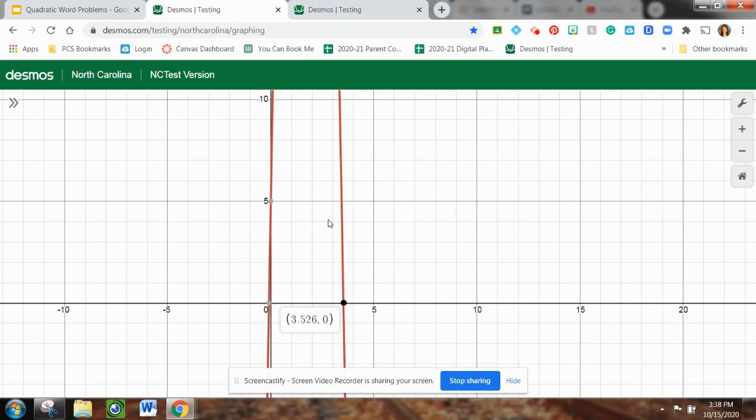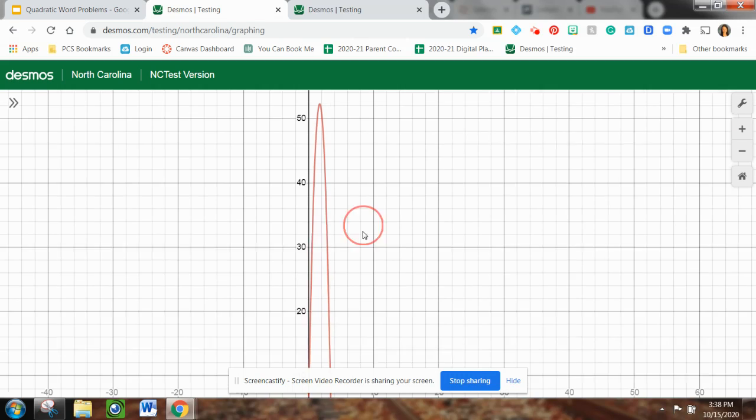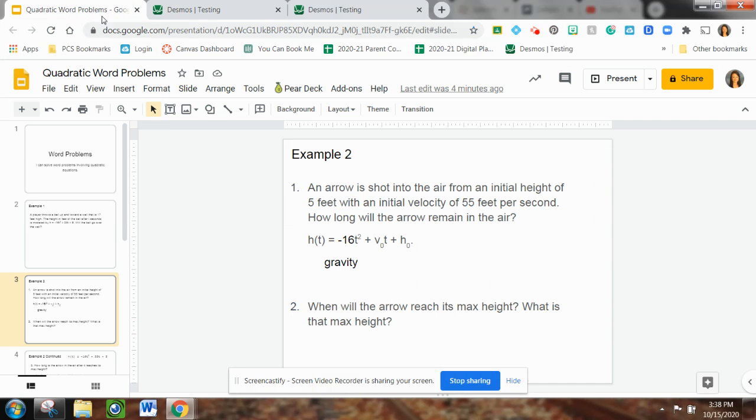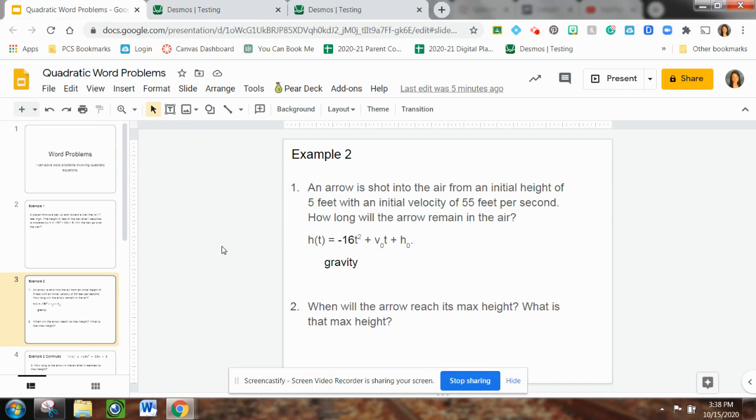So I'm going to come back to that same graph. I'm going to zoom out and drag my graph so I can see the vertex. I'm going to click on the vertex. So the maximum height is 52.27 feet. And it reaches that at 1.72 seconds. My first value is my seconds. The second value is feet. So it would be 1.72 seconds and 52.27 feet.